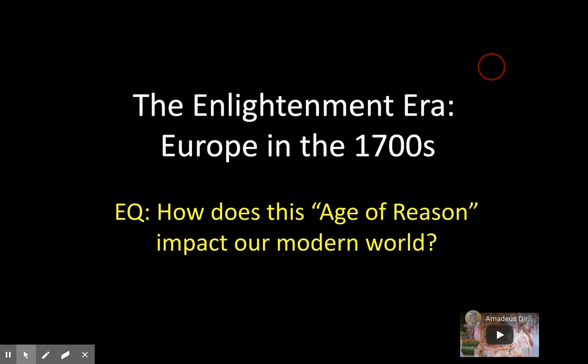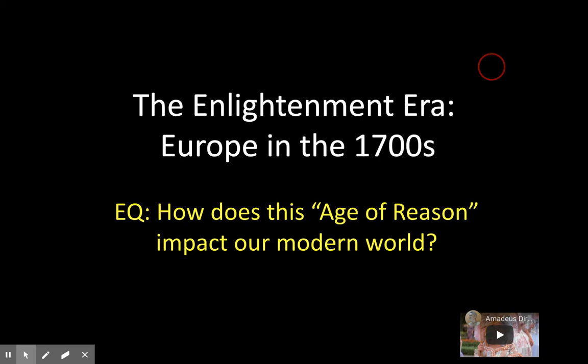Enlightenment. This is the 1700s in Europe, and it wasn't just in Europe, but anywhere that was affected by Europe, that is, places that were taken over by Europe or European colonies. The Enlightenment ideas spread around the globe. Sometimes this time period is called the Age of Reason, and it follows right on the heels of the scientific revolution.